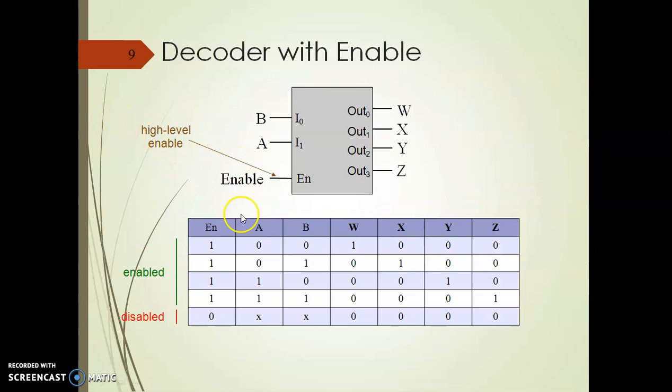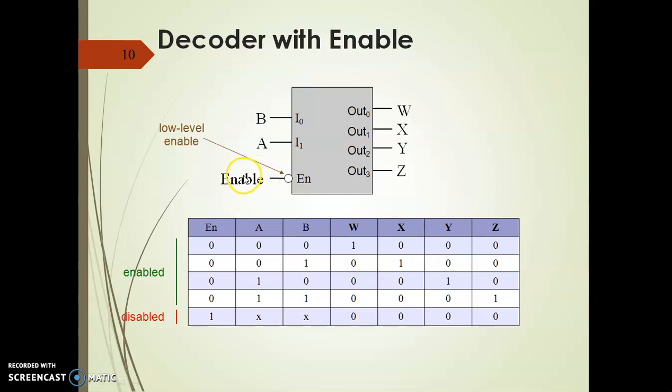Decoder with an enable line. Here is another example where an enable line is given, which may be active high or active low. If it is active high, the enable line is 1, and only then will the decoder work. Whatever input is given on A and B will be processed and passed to the particular output line. So this is another truth table for the decoder.